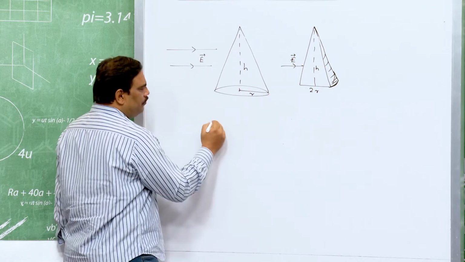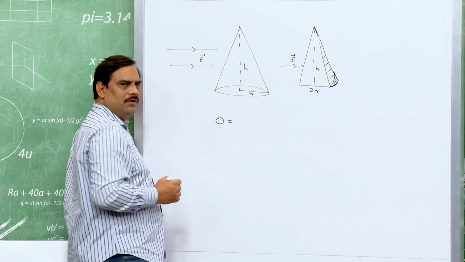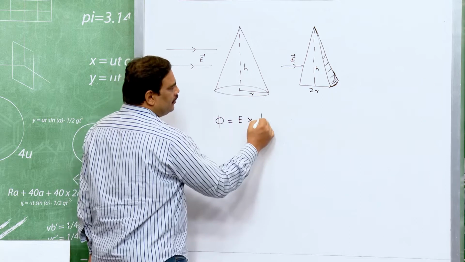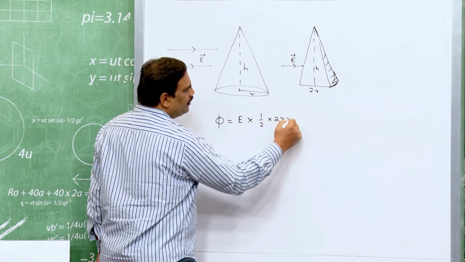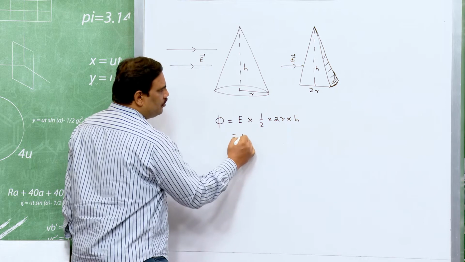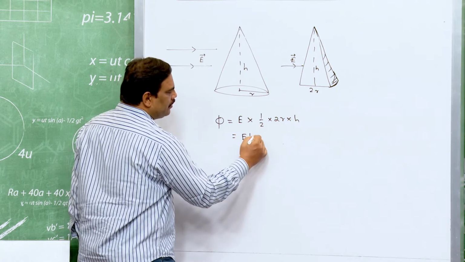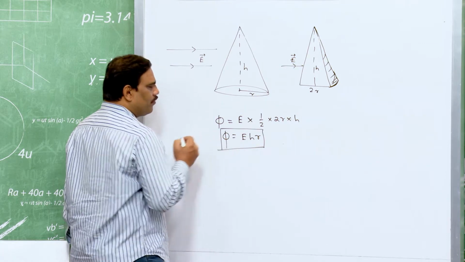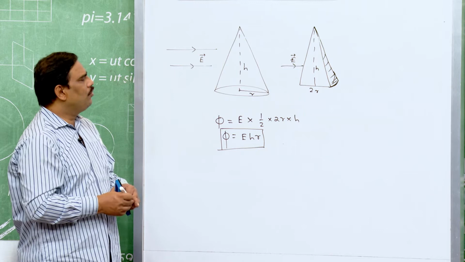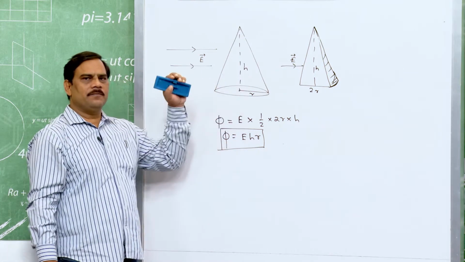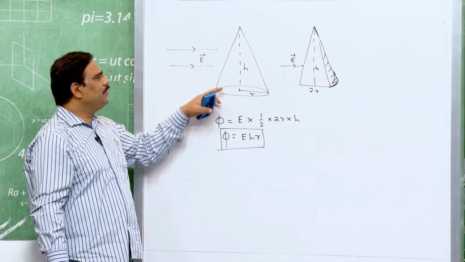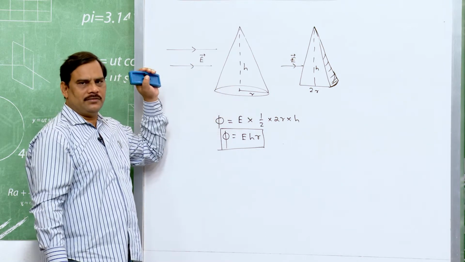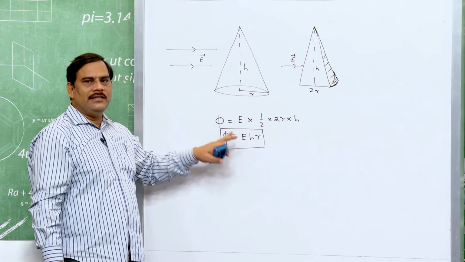So, phi will be equal to E into area, which is half of base into altitude. So, this will be E h r. This is the flux associated with a cone of radius r and height h, where the electric field is parallel to the base. Uniform electric field is parallel to the base. This is the amount of flux entering the cone.